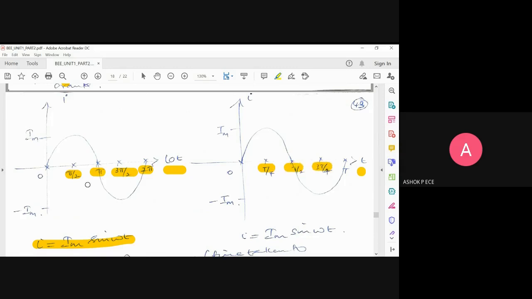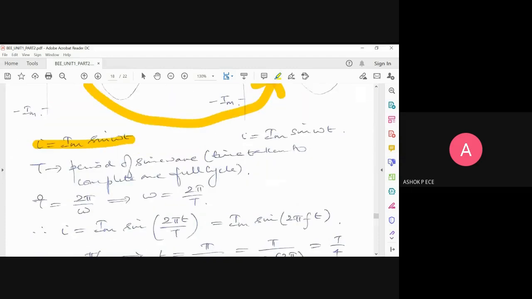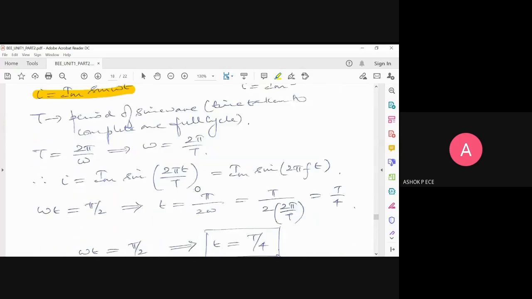So how to convert this angle into time? We have a beautiful relation. See here, omega is equal to 2 pi by T. Do you know the relation between angular frequency and time period is omega equal to 2 pi by T. So see here, when omega t is 90, substitute omega t equal to 90 there, you will get the t value as T by 4.